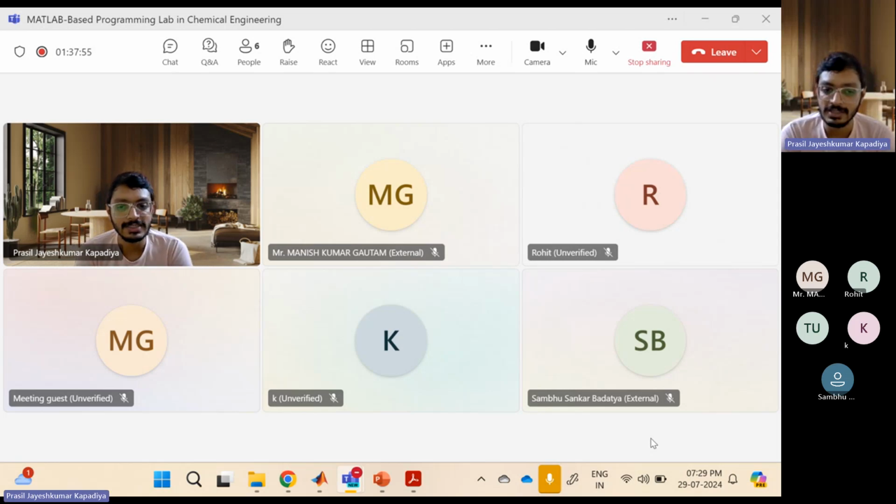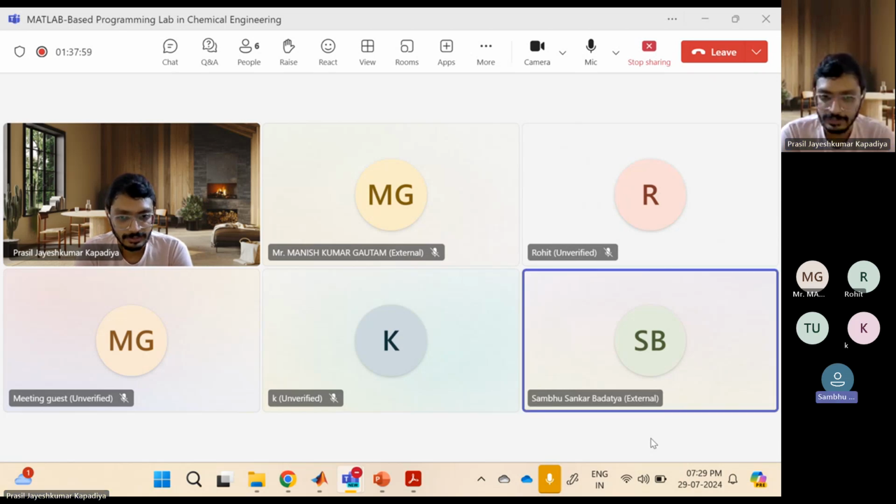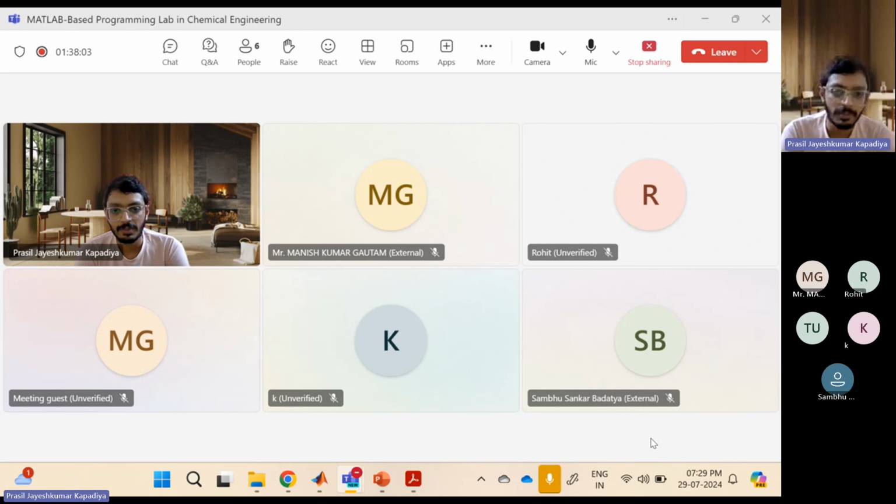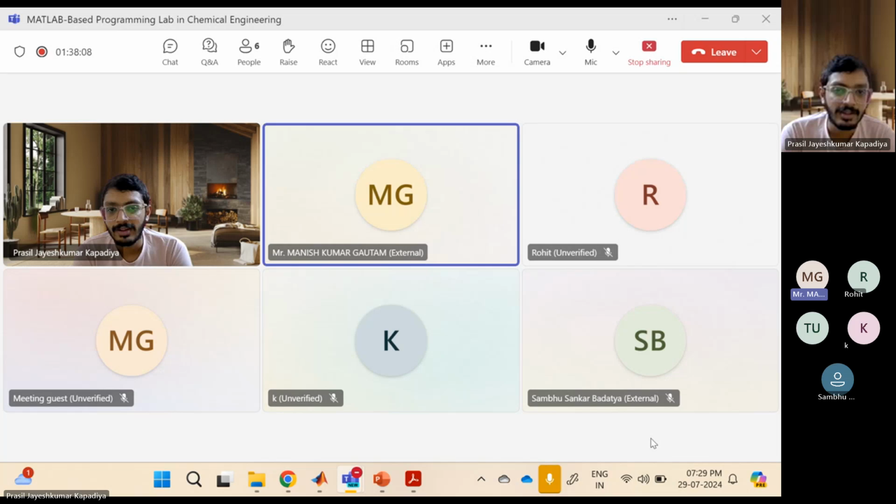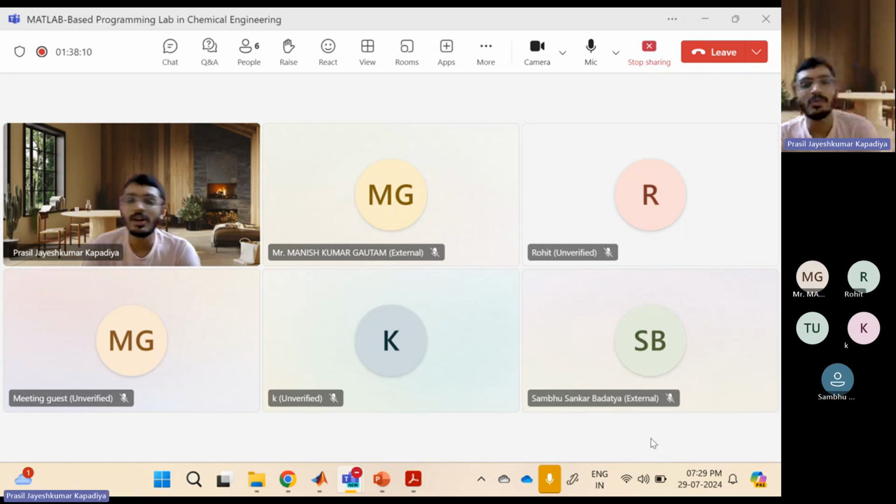Sambhu? I guess sir has covered this in lectures. Sorry, I do not remember it now. It's fine. Manish, you remember? Okay, cross-platform meaning in different operating systems, like from Windows to Linux, like that.